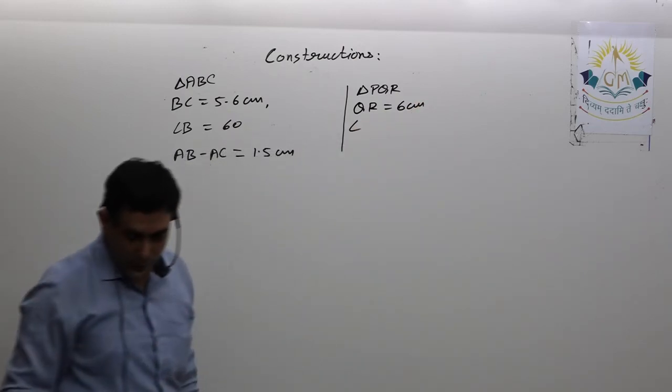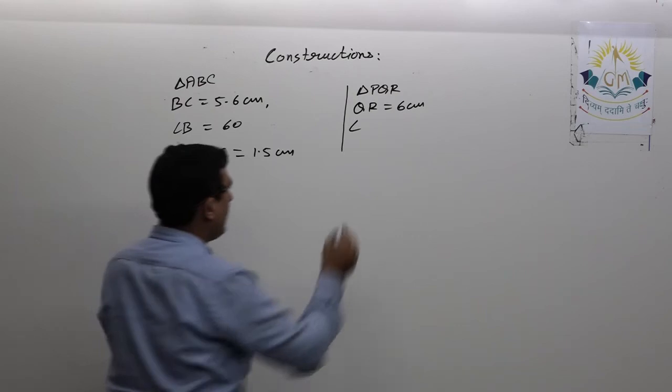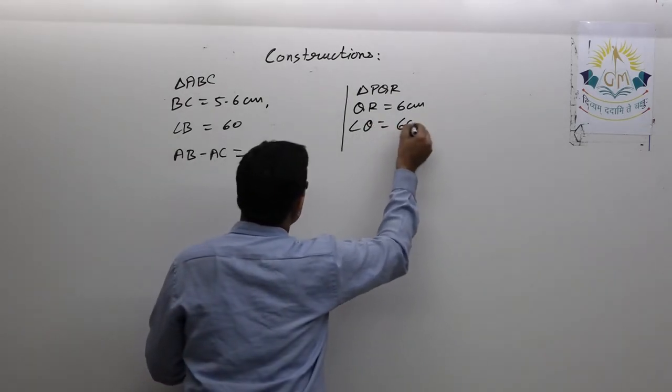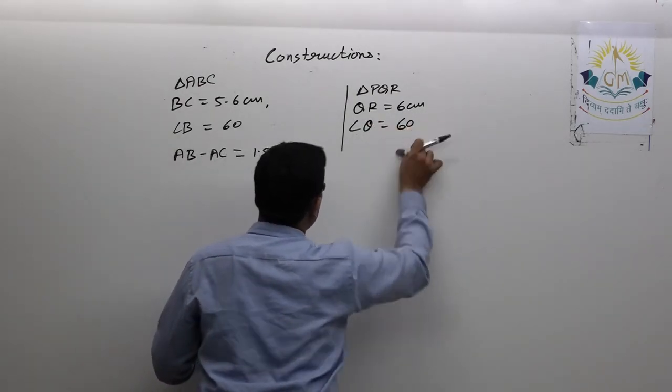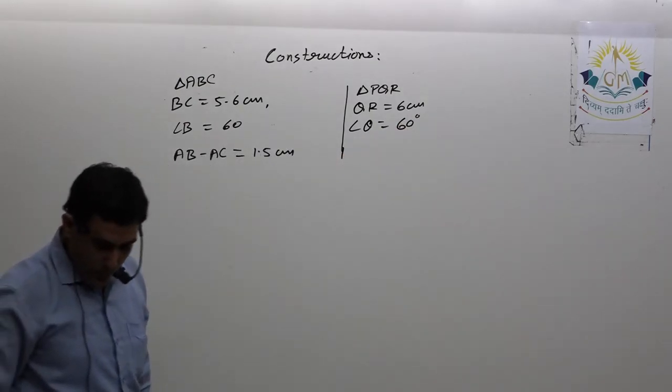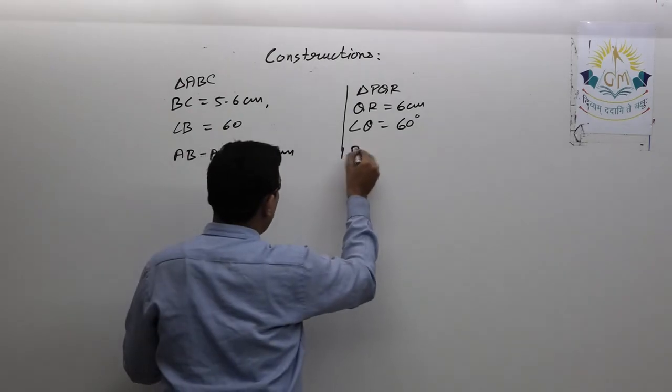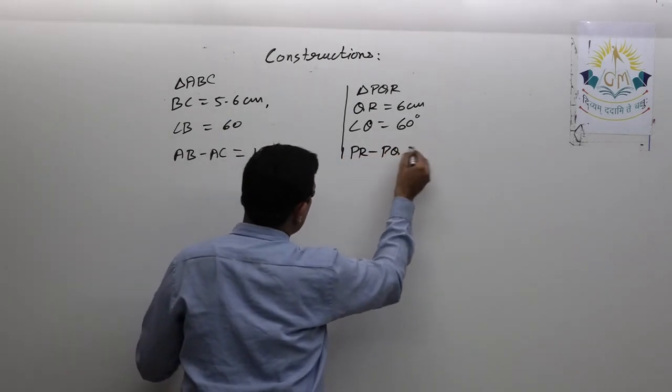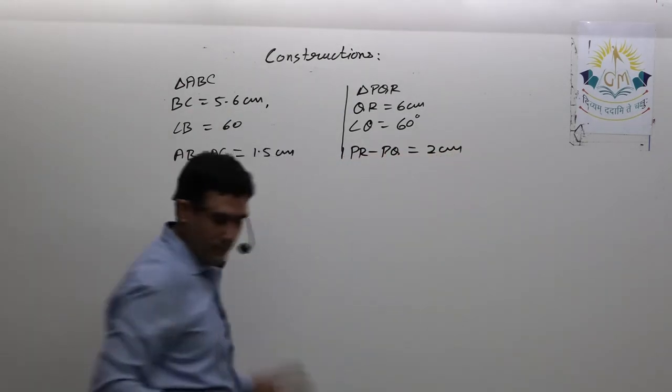Either angle Q or angle R will be given to you. Here it is again angle Q is equal to 60 degree. Now PR minus PQ is given, 2 centimeter.